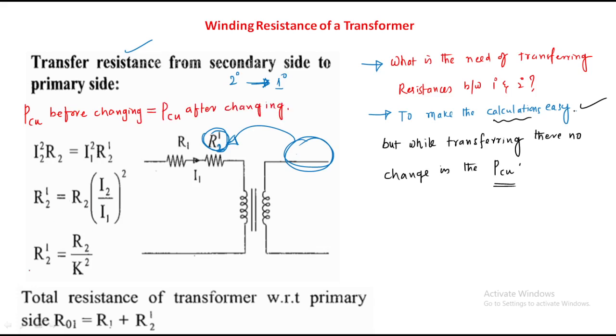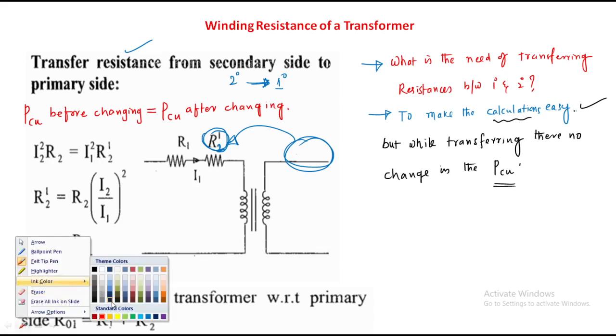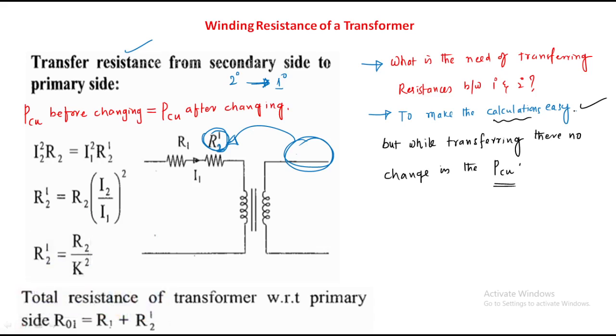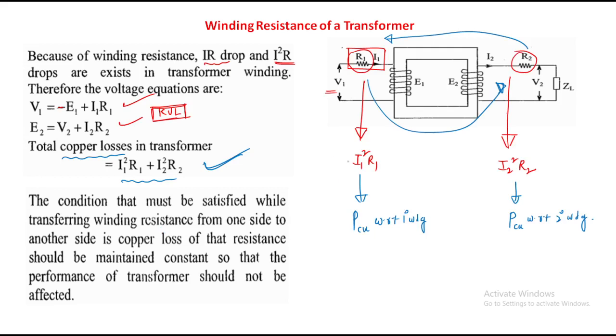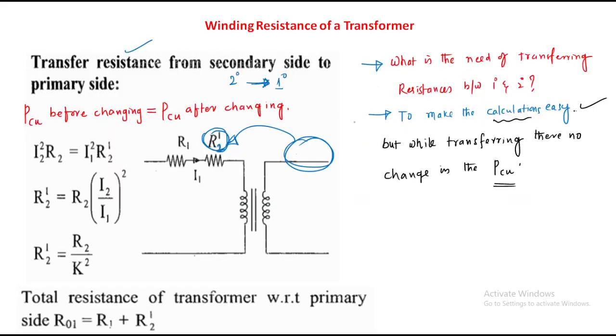So copper loss before changing is nothing but what? So before changing, what is the copper loss? I1 square R1 in primary winding. Sorry, I1 square into R2, right? Before changing, that is I1 square into R2. Copper loss after changing. After changing, what is the notation? R2 dash, that is secondary to primary.